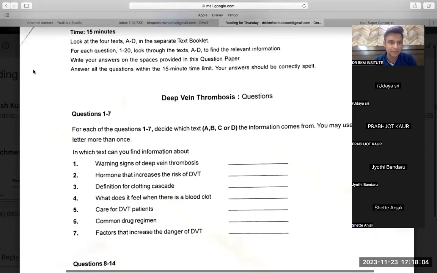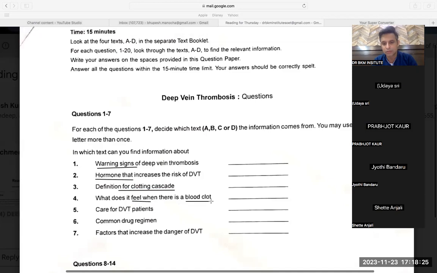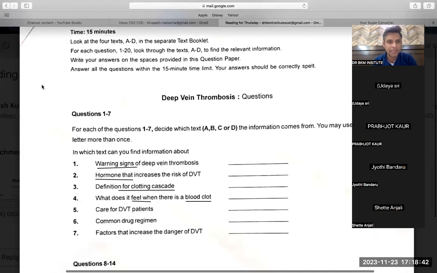So suppose I have an exam. I will underline this word. Sorry, I will take the underline thing. Yeah. So warning signs. Hormone that increases the risk of DVT. Hormone. Definition for clotting cascade. Clotting cascade. What does it feel like when there is a blood clot? Blood clot and feeling. Care for DVT patients. Care means it should come in the management part or the treatment part, or in the precaution part. So the word care is very important. So that is how you do it.